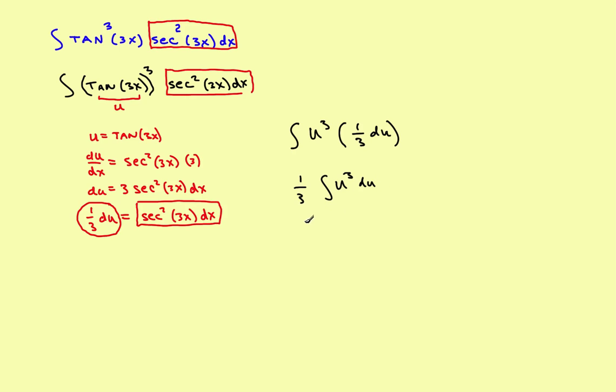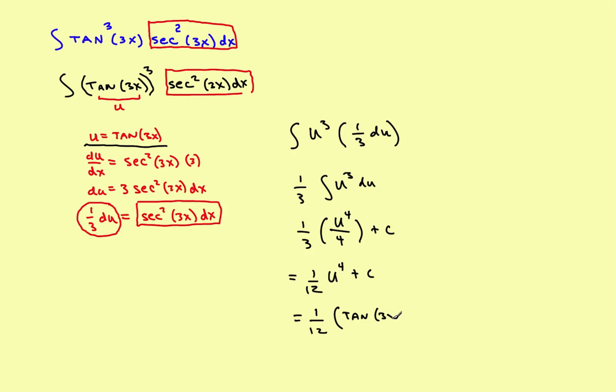And that's going to get you to 1/3. And find the antiderivative of this, which would be u to the 4th divided by 4 plus c. So that's going to get you to 1/12 of u to the 4th plus c. And then the last step is just to replace u with what it's equal to. And u is equal to the tangent of 3x. So this would become the tangent of 3x to the 4th power plus c, and you're done.